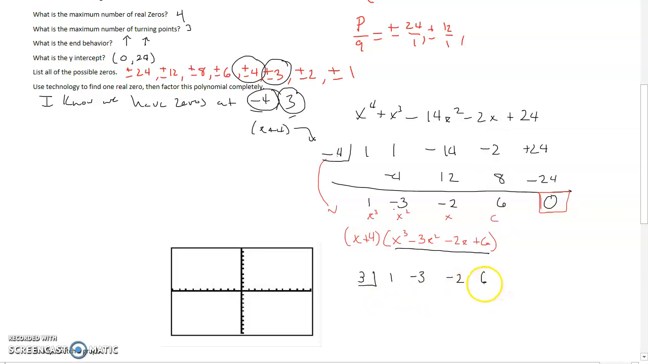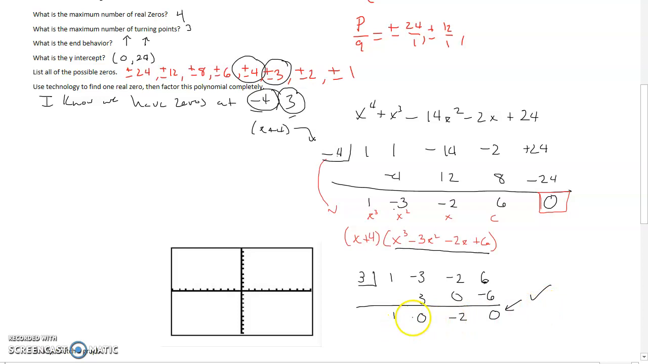Let's do that synthetic division process again. We're going to bring the 1 down. 3 times 1 is 3. Negative 3 plus 3 is 0. 3 times 0 is 0. Negative 2 plus 0 is negative 2. 3 times negative 2 is negative 6. And you can see again we get a remainder of 0.